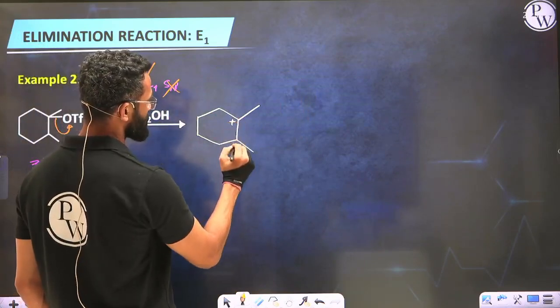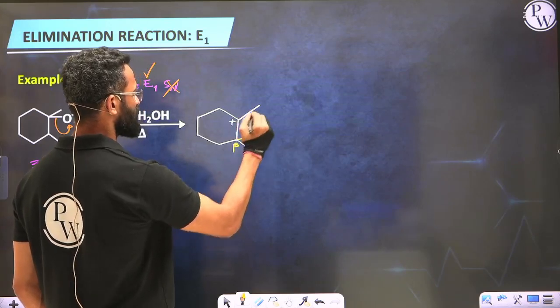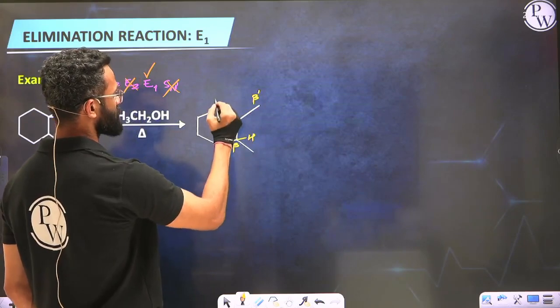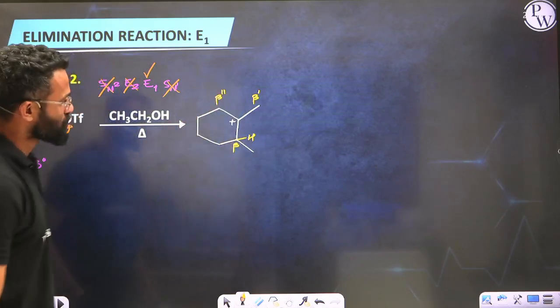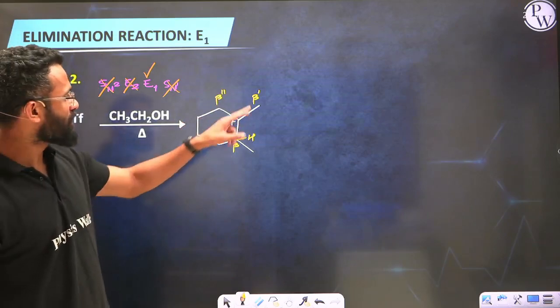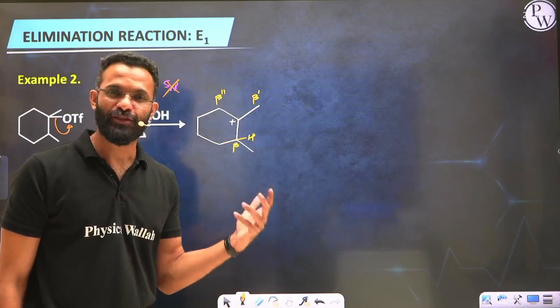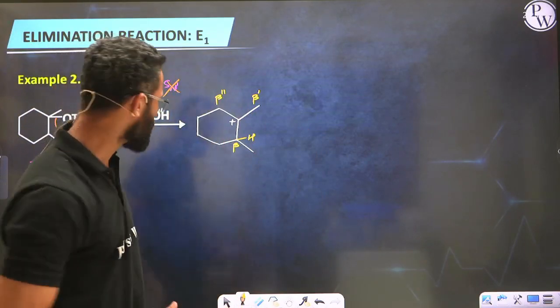With respect to this, this is beta. So there is one hydrogen here. With respect to this, this is also beta. Let's call it beta dash. With respect to this, this is also beta. Let's call it beta double dash. So removal of hydrogen from any of these beta carbons will result in different types of alkene, and whichever will have more hyperconjugating structures is going to be the more stable alkene.